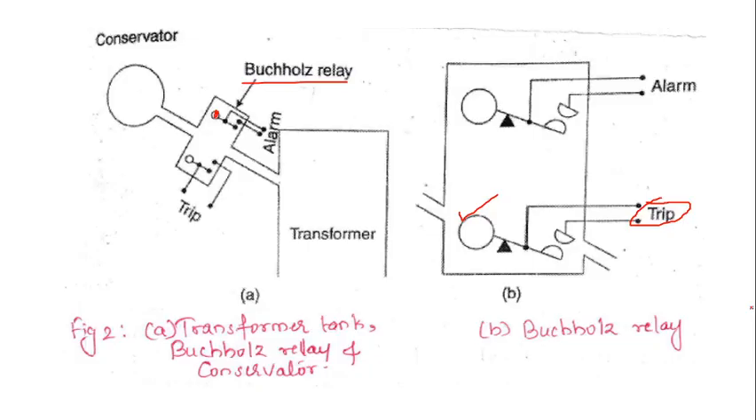So this is the Buchholz relay. The upper float gives the alarm signal, and if a heavy, severe fault occurs in the transformer, then the lower float also closes the contact and gives the tripping signal to the circuit breaker. So this is about the protection of the transformer against incipient faults, which are minor in the earlier days, but as time passes become very severe faults. Depending upon the gas composition, the type of the fault will be identified.